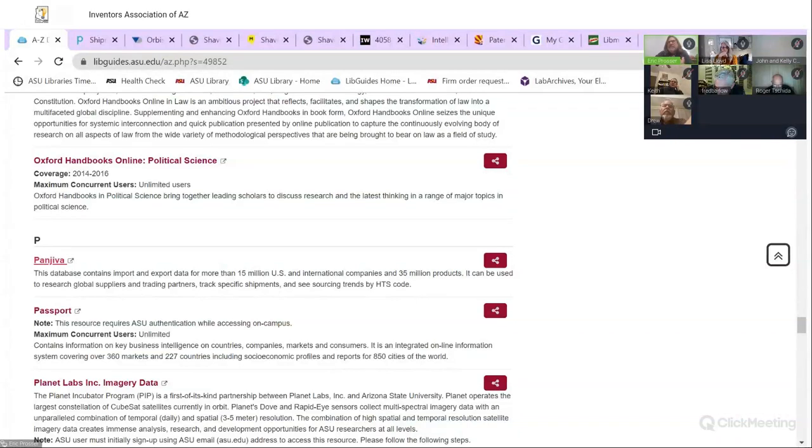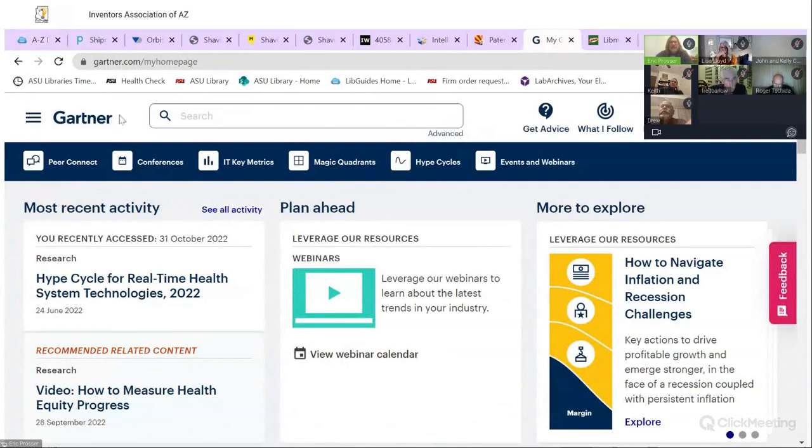And then the last one I wanted to show you isn't through the library. It's actually a subscription paid for by, of all things, ASU's University Technology Office. It's from Gartner, and this is another thing that's kind of a 30,000 foot view of industries. Let's say I did autonomous vehicle, autonomous trucking.